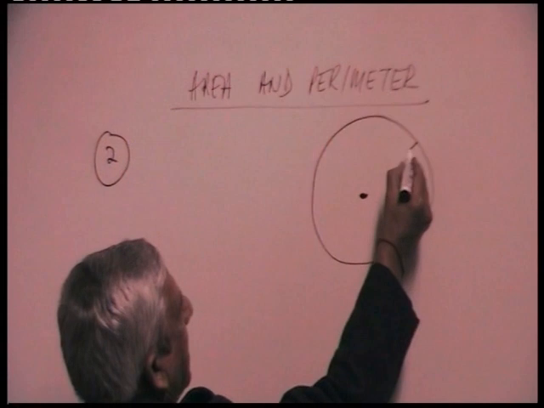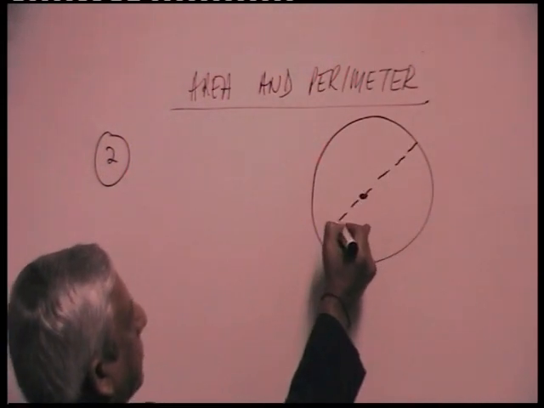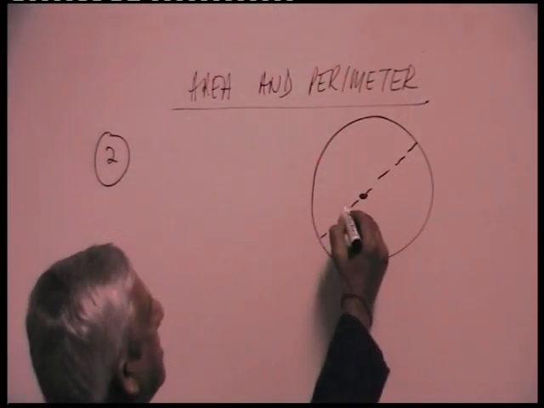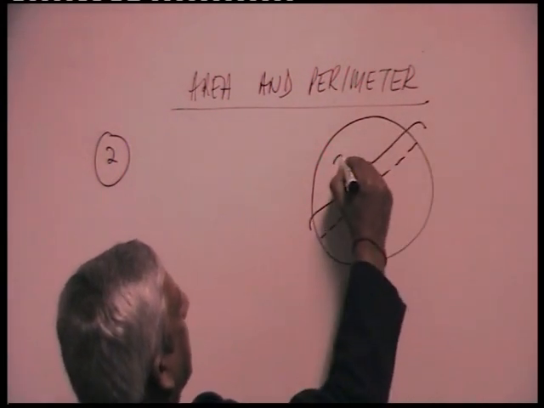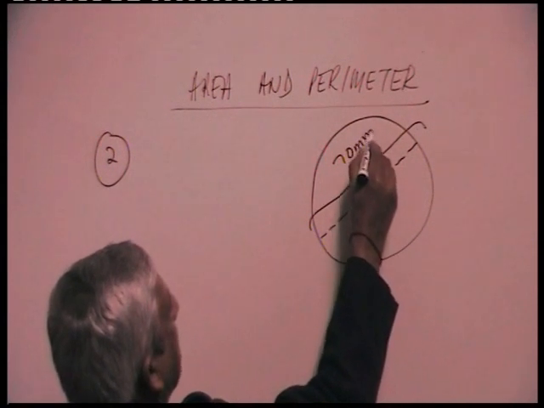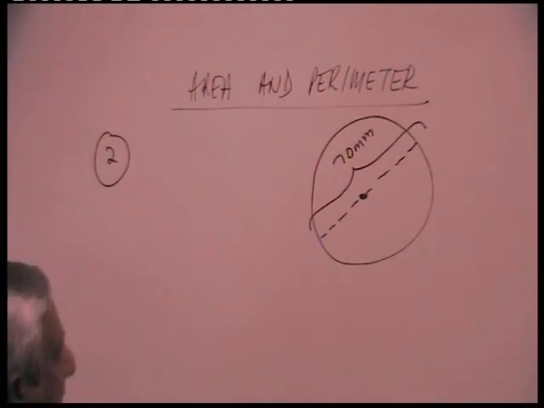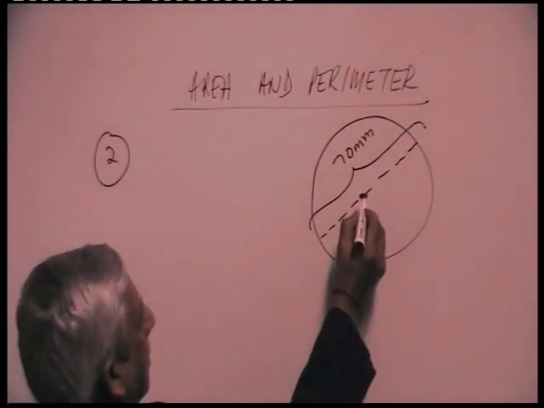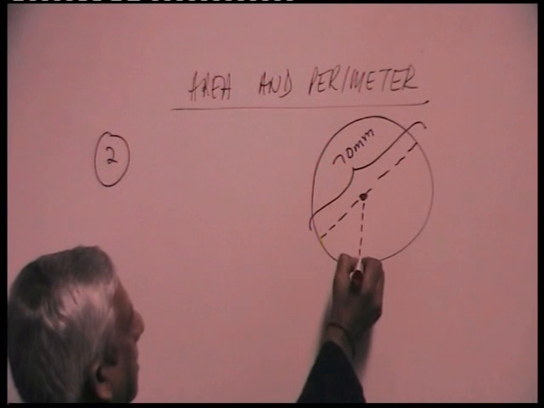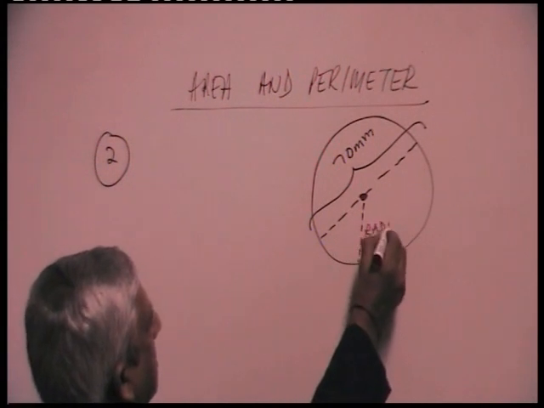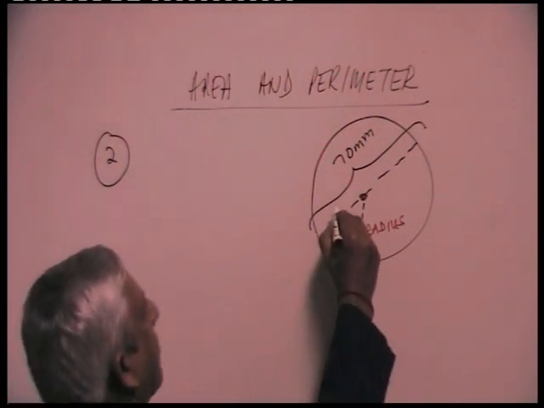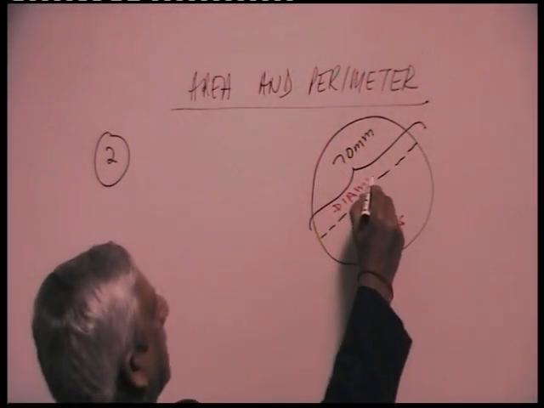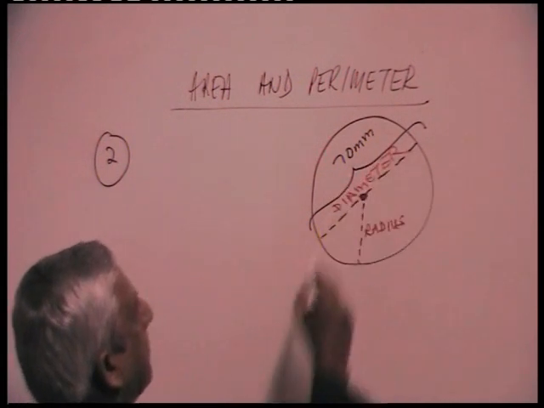And you are told that the diameter is 70 millimeters. That means from here to there, it is 70 millimeters. Now that's the diameter. So you would like to know what is this, this is the radius. How much is the radius? And this long one, of course, is the diameter.